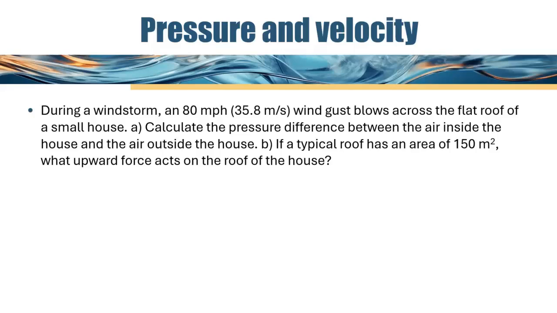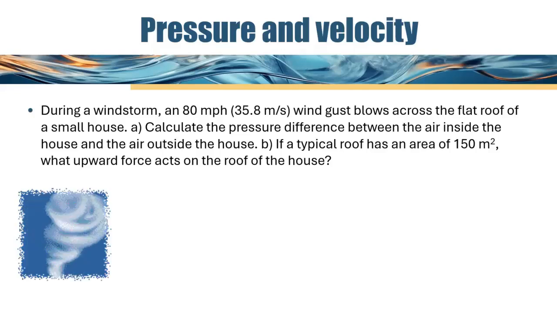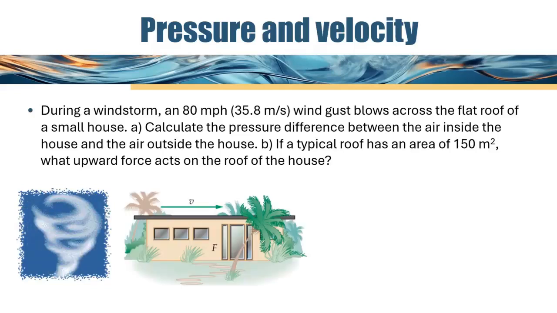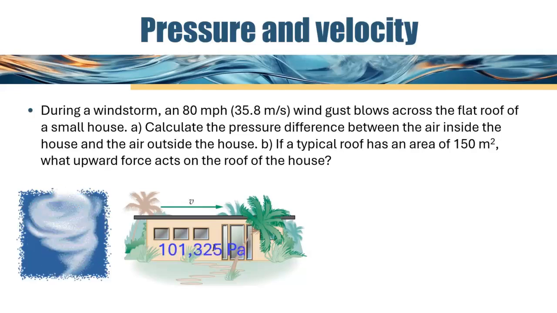In this problem, it says, during a windstorm, an 80-mile-an-hour wind gust blows across the flat roof of a small house. Part A says, calculate the pressure difference between the air inside the house and the air outside of the house. So let's look at that. We're going to make an assumption it's a normal day, meaning that the air pressure inside the house is 101,325, and the air outside the house is 101,325. But now during the windstorm, when this gust of wind comes, the wind is going to pass over the house, and when the wind whips, the pressure is going to dip.